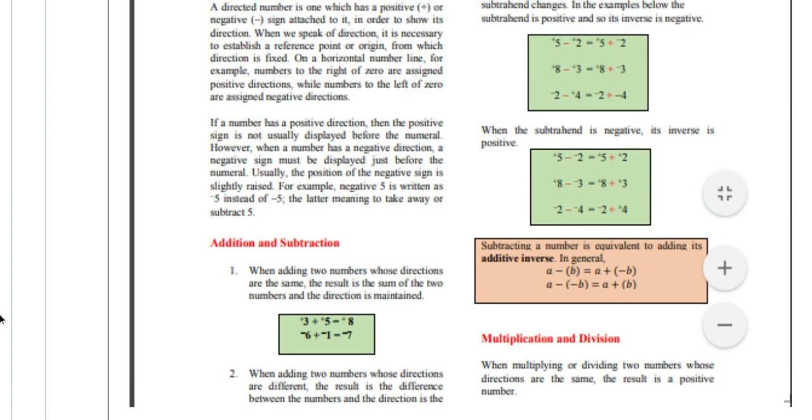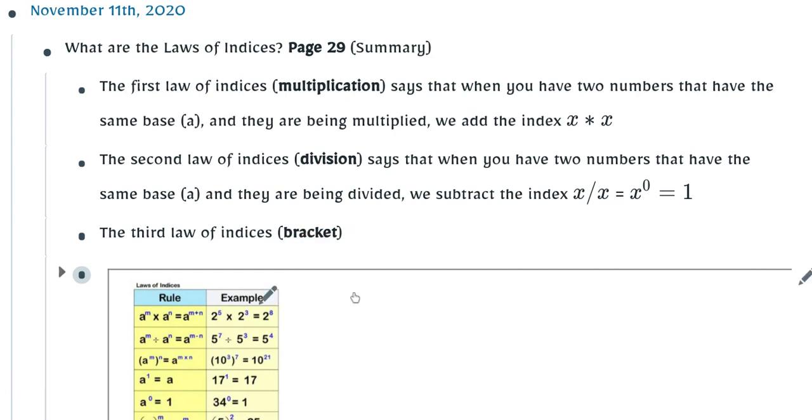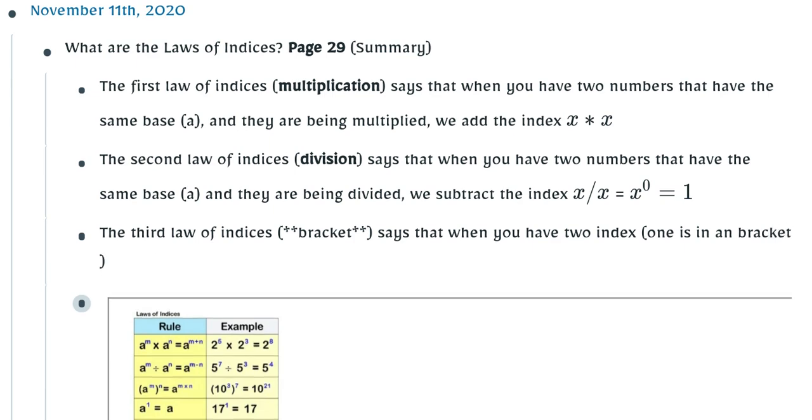All right, now the third law, the third law of indices, brackets, says that when you have two indices, one in a bracket and the other being raised to it, such as, let's put an example, 10 raised to the power of 1, all in a bracket, raised to the power of 2.